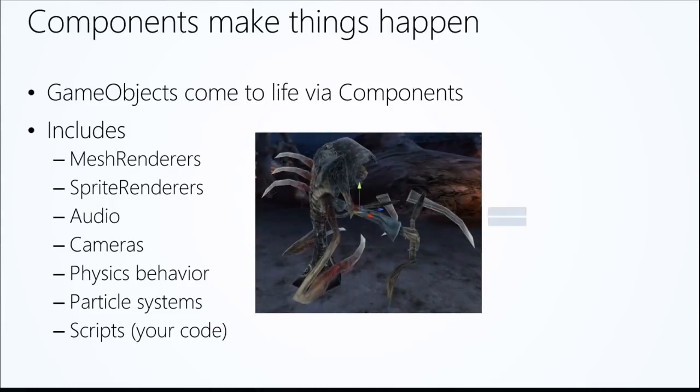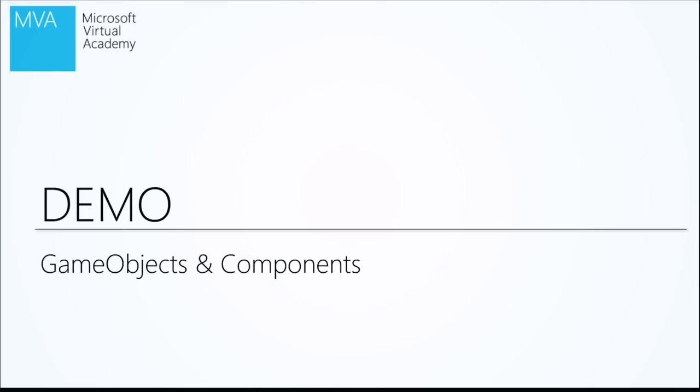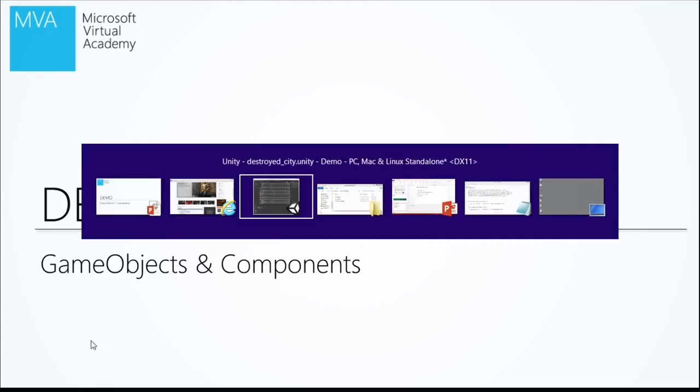This is actually a guy from something that we're working on here called the Reaper Wraith. This complex 3D object, if you look at him here in the inspector, he's got an animator, a capsule collider, a rigid body. He's got some scripts on there, things for navigation. So everything comes to life through these components. So let's look at what a game object is, and what some components on it are, and hopefully that'll fit together a little bit more here.